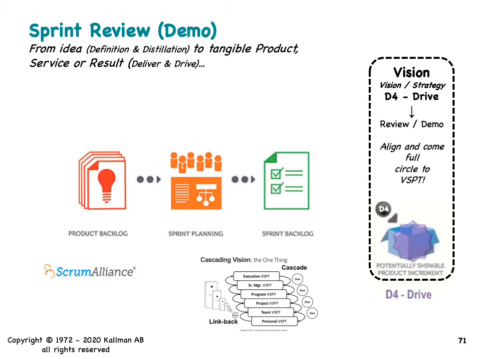The last part during the sprint is the sprint review, and after that the team will probably do a retrospective. But this is the point in time where you take that potentially shippable product increment and you look at it and you go, okay, how does this align to the sprint goal? How does this align to the vision and the strategy and the mission and the purpose of what we're trying to create for the organization? And so now you're coming full circle in the 4D model to drive.